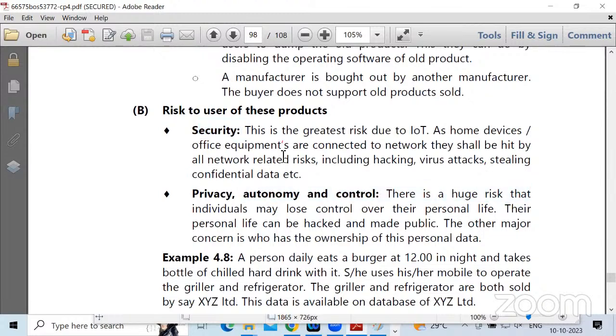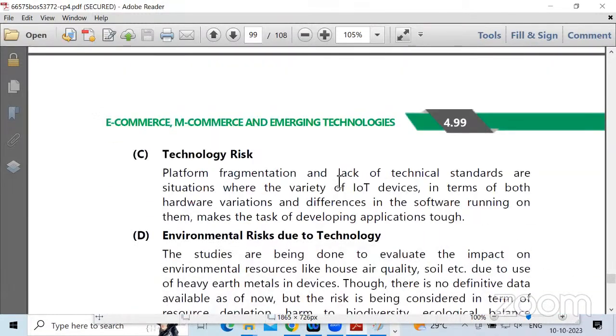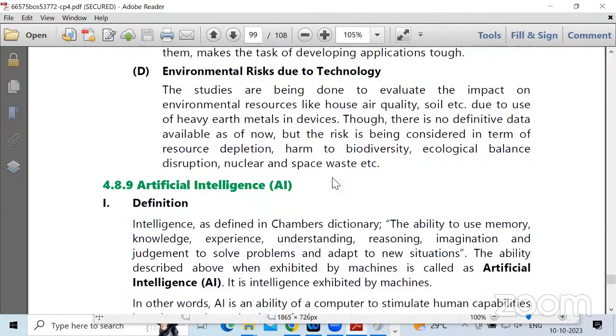Risk to users of these products: security is a risk automatically. Privacy, autonomy, control. So what is the security? Now, you are doing a surgery in Mayat hospitals using the service of a doctor who is there in the USA. Now, if a hacker intrudes in between this USA doctor and the Indian doctor, he may give a few comments over the internet. Sometimes, if that is adhered to, probably the patient will die. So this kind of security risk is there. The privacy, autonomy, and control, then technology risk as well as environmental risk due to technology.